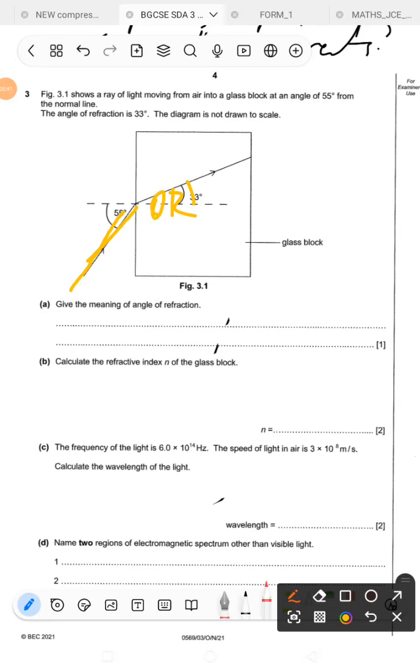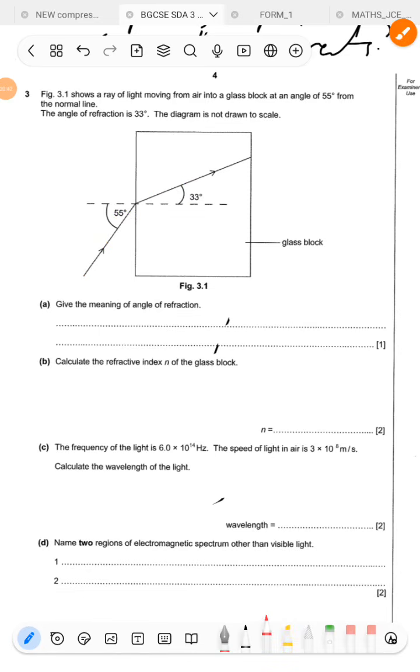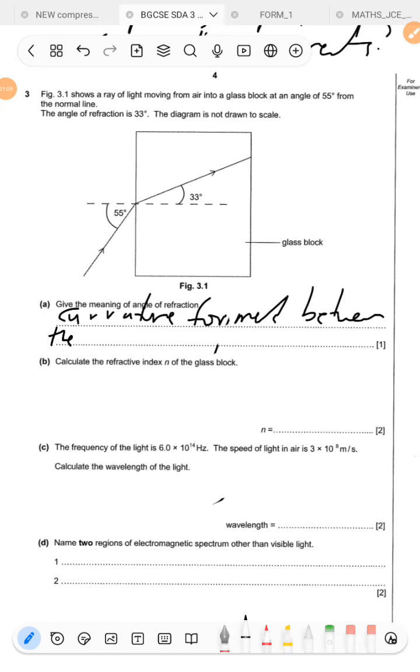Now when we define this, let's simply define it here. When we define angle of refraction, an angle is a curvature. So instead of saying angle, you can just say curvature. Curvature formed between the normal. You know what the normal is, right? This is the normal line.